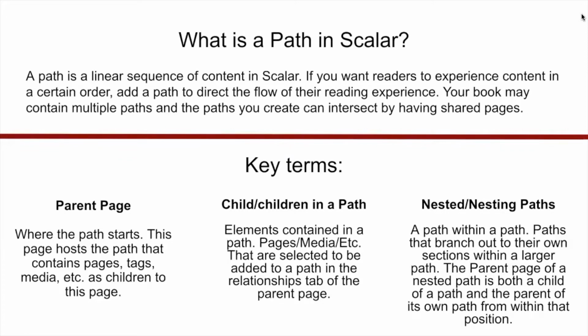A path is a linear sequence of content in Scalar. If you want readers to experience content in a certain order, add a path to direct the flow of their reading experience. Your book may contain multiple paths, and the paths you can create can intersect by having shared pages.